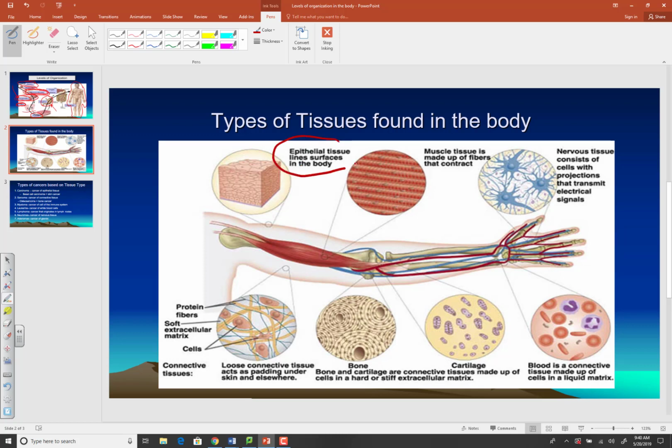First tissue type is epithelial tissue. And the function of epithelial tissue is to line body cavities, cover body cavities. Your skin is epithelial tissue, right? It covers your body, right? Or it lines the surface inside organs.